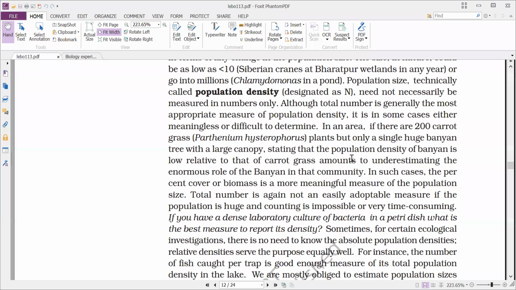That is impossible, no. Then what will we do? We'll take a small blood sample, a small amount of blood from that person, make a smear, and calculate per cubic millimeter. That means per cubic millimeter, this many RBC are present, and in your body, this much amount of blood is there.